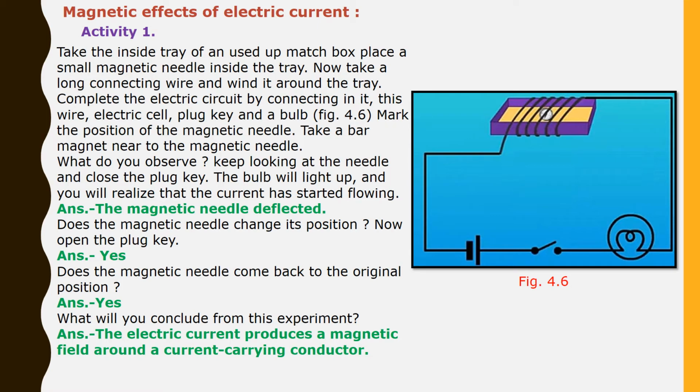So what do you observe? When you bring the bar magnet near the magnetic needle, obviously there is a deflection in the magnetic needle. Okay, now keep looking at the needle and close the plug key. After closing the plug key, the bulb will light up and you will realize that current has started flowing, because there is a passing of electric current when you close the plug key, and due to this passing of current, the electric bulb will light up.